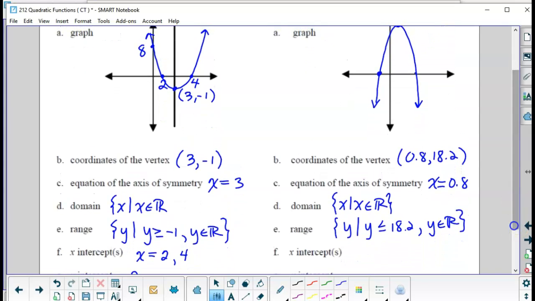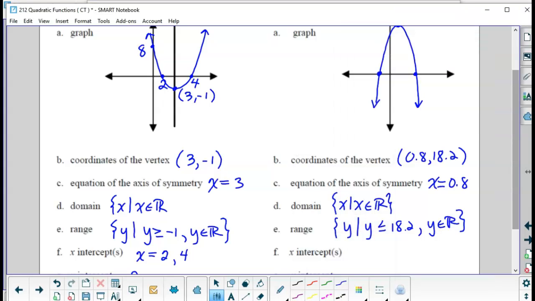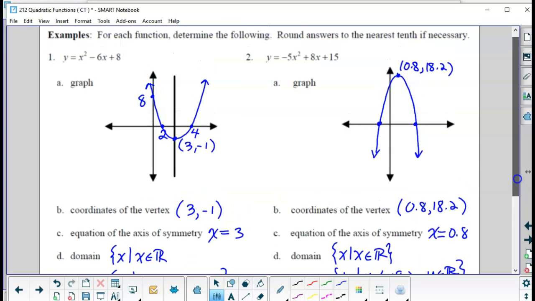X-intercepts. Okay. So again, doesn't look like exact values, so I'm going to do the y equals, and I'm going to graph y equals 0. And then I'm going to use intercept. So second trace intercept. Enter, enter, enter. -1.1. I think it said to the nearest tenth.